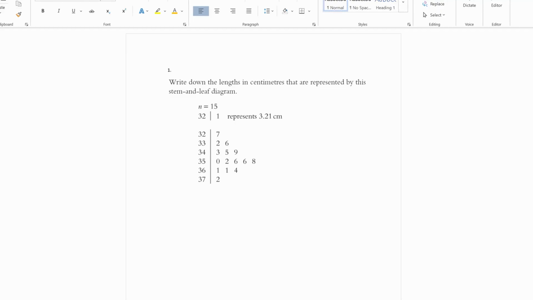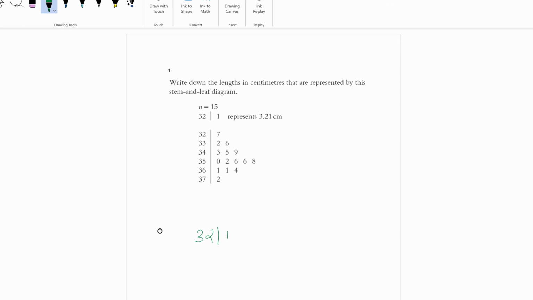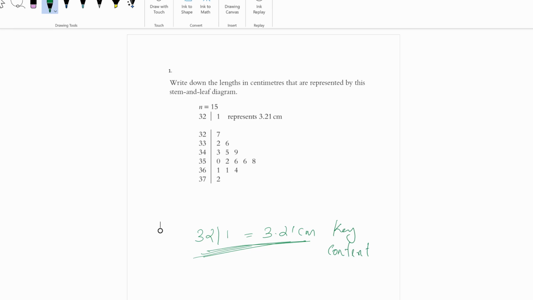So in this question of stem and leaf diagram, first of all, you need to understand the key or the context. The key or the context is what's given here, 32 bar 1, which represents 3.21 centimeter. So it's based on this key or this context that you should be decoding what is given in this stem and leaf diagram.